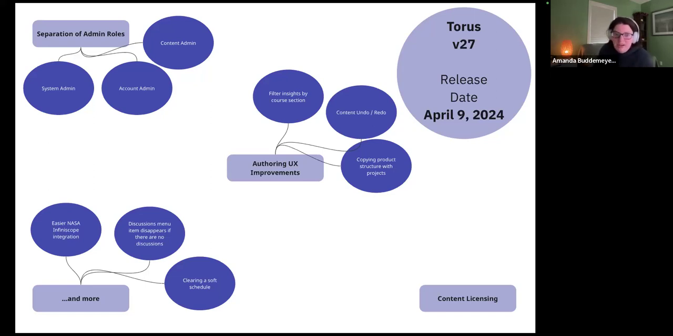We're adding a feature where the discussion menu item disappears if there's no discussions. That I think is a good UX improvement. It's pretty confusing if that's there, but you don't have class discussions. The ability to clear a soft schedule, which, once the schedule was set, I know was not a great user experience before. We're making that easier if you just want to completely clear out that schedule. And a number of other things, again, that we'll get into more in our next meeting. This is just a taste of some of the things that we've been doing.